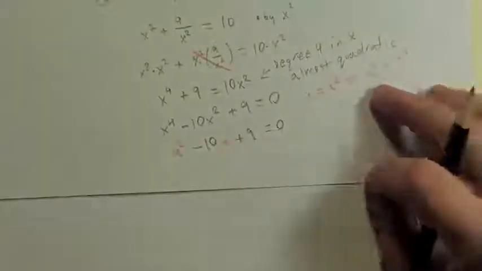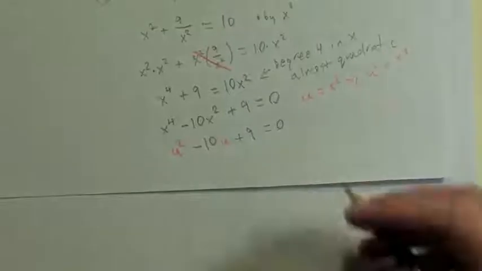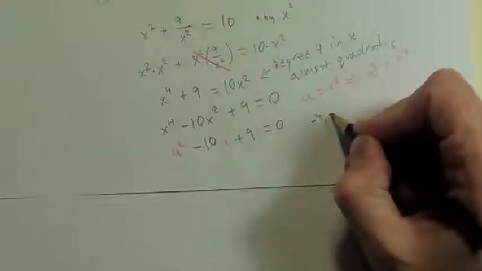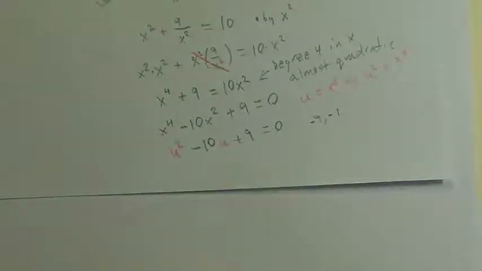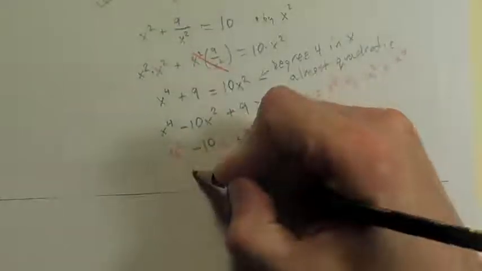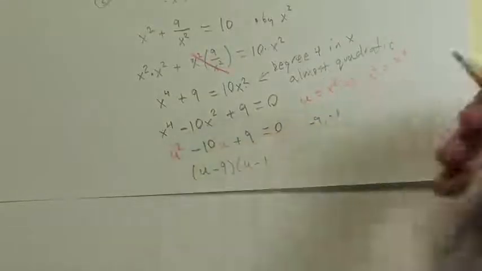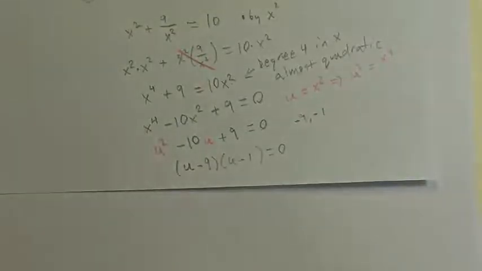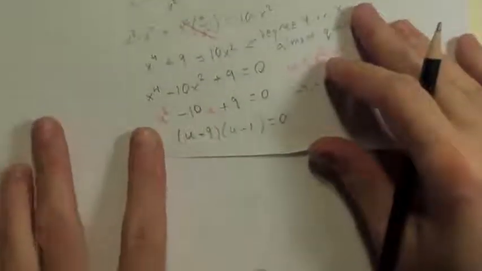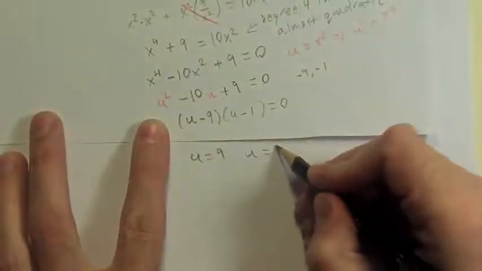And that we can actually factor. Factors of 9 that sum up to be negative 10 would be negative 9 and negative 1, because negative 9 times negative 1 would be positive 9, while negative 9 minus 1 would be negative 10. So we get u minus 9 times u minus 1 equals 0. So u is 9, or u is 1.